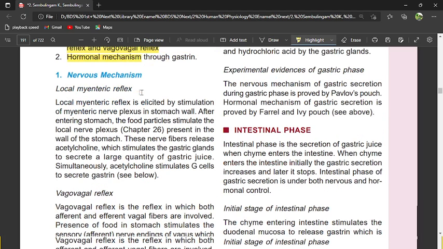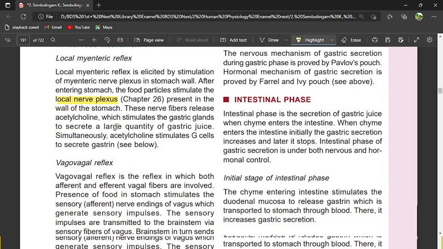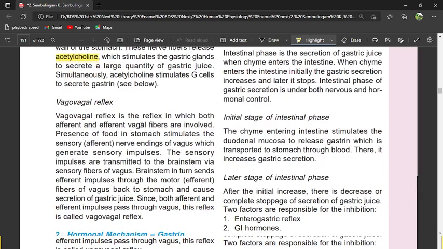Next, the nervous system. See, the local myenteric reflex is elicited by stimulation of the myenteric nerve plexus in the stomach wall. After the food particles enter the stomach, they stimulate the local nerve plexus, okay. They are present in the wall of the stomach. The nerve fibers release acetylcholine, which stimulates the gastric glands to secrete a large quantity of gastric juice, okay.